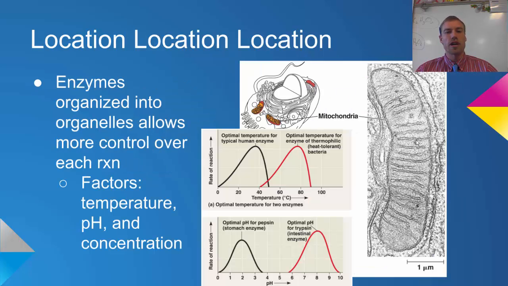Finally, location, location, location. We talked about this in our last unit with cells, but I'm going to repeat it again. Enzymes are organized into organelles because you have more control over each reaction. Factors like temperature, pH, concentration of the substrate, salinity, all these things are very important. And so it's important to maintain these enzymes within their specific location, whether that's the mitochondria, the lysosome, peroxisome, whatever. And so the location is incredibly important, and that's why we have organelles, right? We talked about that a whole bunch.